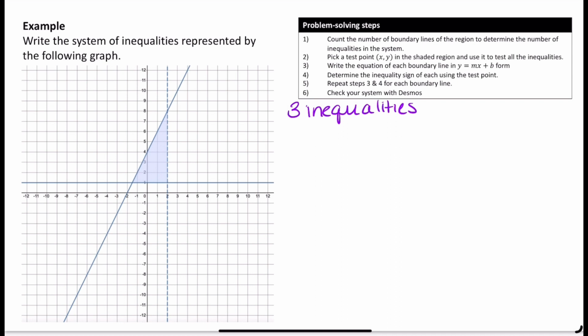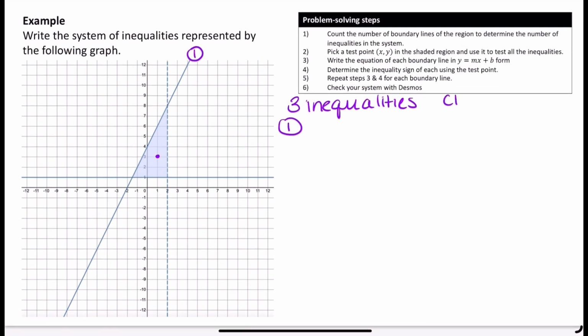Okay, so I'm going to number the lines so that you know which one I'm talking about. So I'm going to start off with this line right here. I'm going to call that inequality number 1, okay? So the first thing to do is to pick a test point that's in the common shaded region, and we're going to use it to test all of our inequalities. So I'm just going to pick this point right here, this point (1, 3), and so that's going to be x and y anytime I test any of my inequalities.